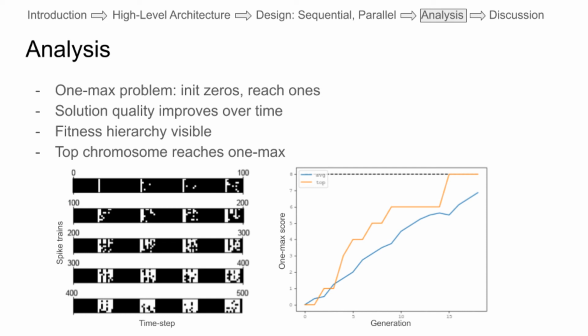And on the right you can also see the 1-max score of the average of the chromosomes, and that's the blue line, and the orange line gives the top chromosome. You can see that the top chromosome usually has higher fitness than the average, which means that our ranking hierarchy is working and selection is then also possible, because of course you want to preferably reproduce the higher fitness chromosomes. And you can also see that the orange line after about 15 generations here reaches the full 1-max of chromosome length 8, so 8 spikes. So the best solution can be achieved.